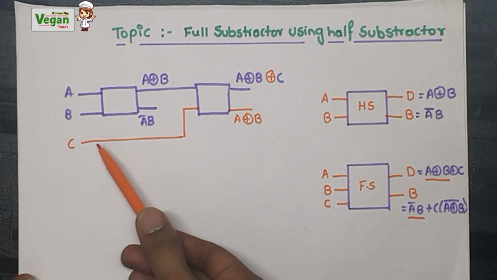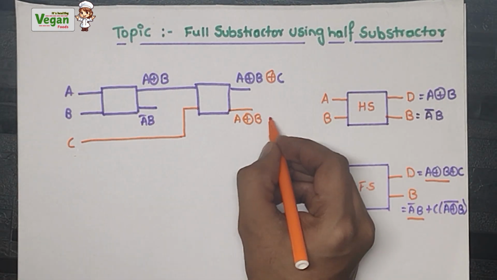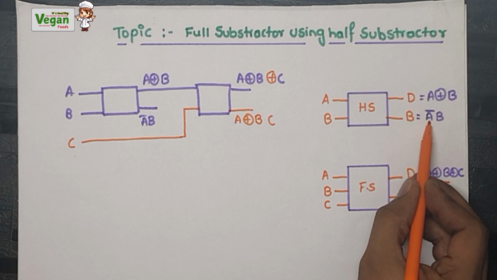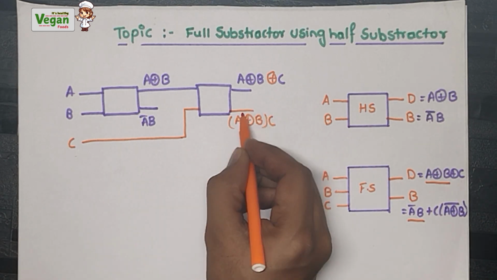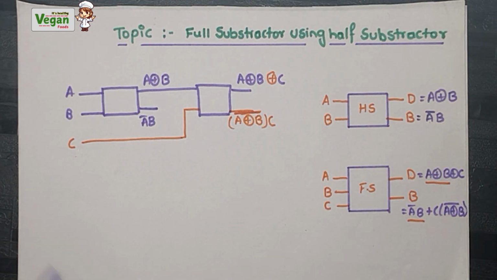Next, what is the B value? B is C. So what will it do? It will put A bar on this one. So we got A bar B into C.